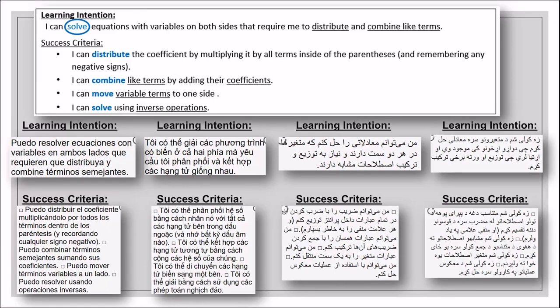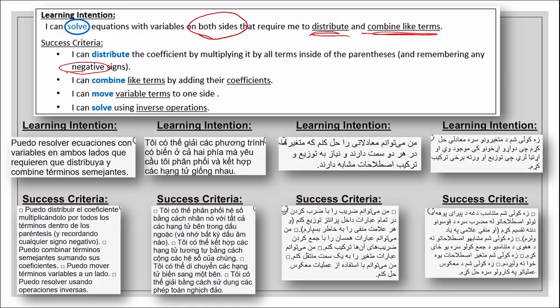Today we're going to be looking at solving equations that have variables on both sides. So you'll have to distribute, and then you're going to have to combine like terms. You'll be able to distribute the coefficient, that's the number in front of the parentheses or in front of the x, by multiplying it by all the terms inside of the parentheses. And remember, you've got to take care of those negative signs.